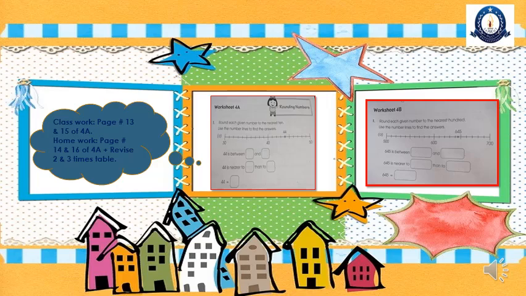Look at page number 15. Round each given number to the nearest 100. In the same way you will do, but you will now check the hundreds place. 645 you have to round off to the nearest 100. So 645 is between 600 and 700. Now it is close to which number? 600 or 700? It is close to 600. So 645 is nearer to 600 than to 700.